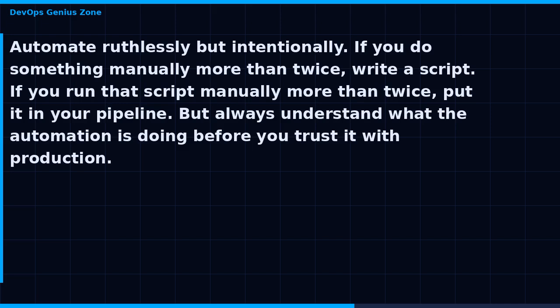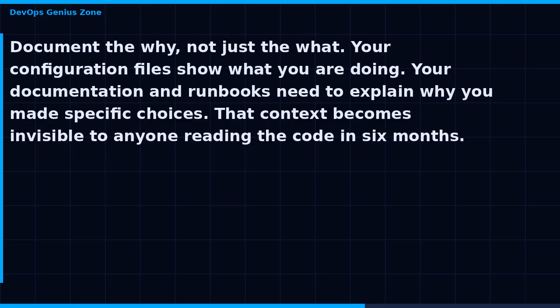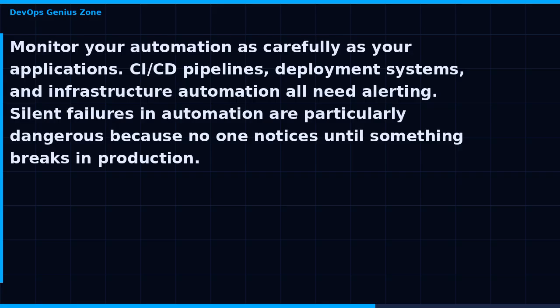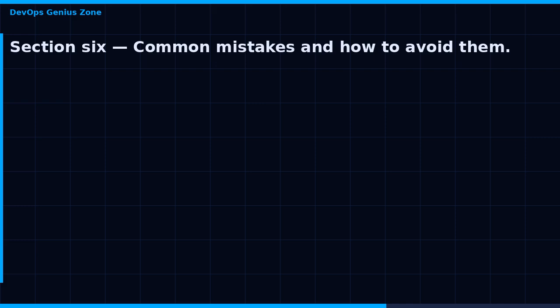Document the why, not just the what. Your configuration files show what you are doing. Your documentation and runbooks need to explain why you made specific choices. That context becomes invisible to anyone reading the code in 6 months. Monitor your automation as carefully as your applications. CI/CD pipelines, deployment systems, and infrastructure automation all need alerting. Silent failures in automation are particularly dangerous because no one notices until something breaks in production.